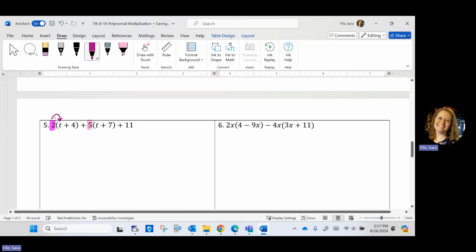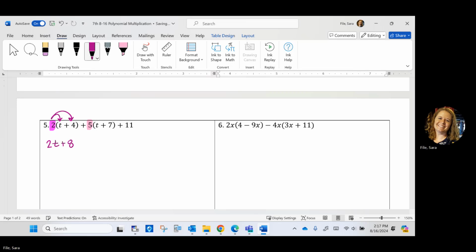So the 2 gets distributed to the first set of parentheses. So the t and the 4. So that's 2t plus 8. And then the 5 gets distributed to the t plus 7. So that becomes plus 5t plus 35. And then do I distribute it to the 11 as well? No, the 11's not in parentheses. Pay attention to where your parentheses close, so you don't distribute too far. So that plus 11 is still there, didn't change.